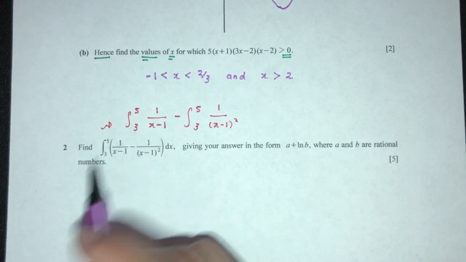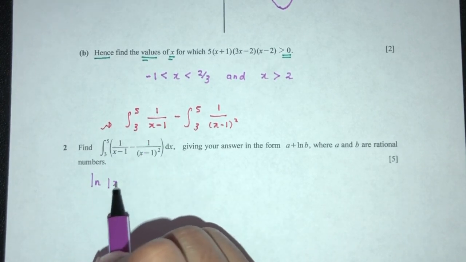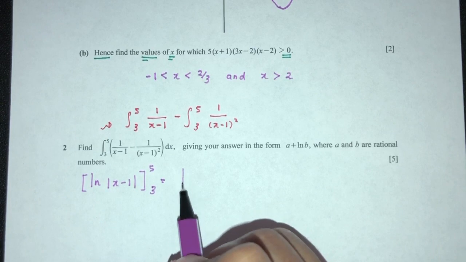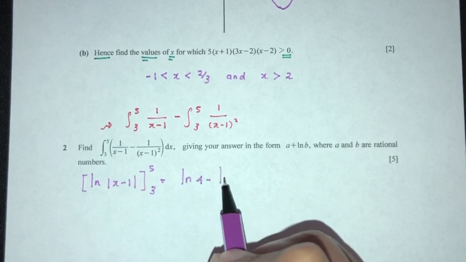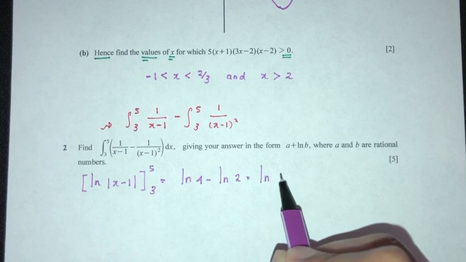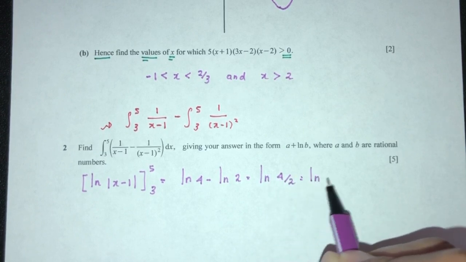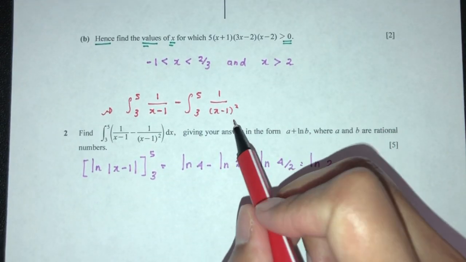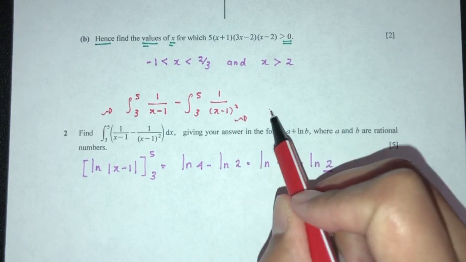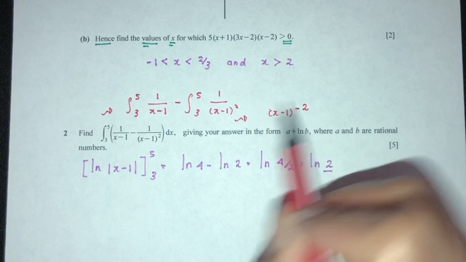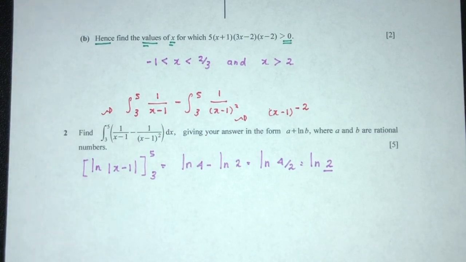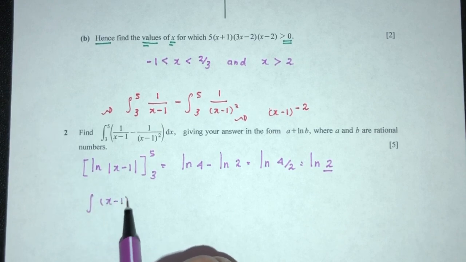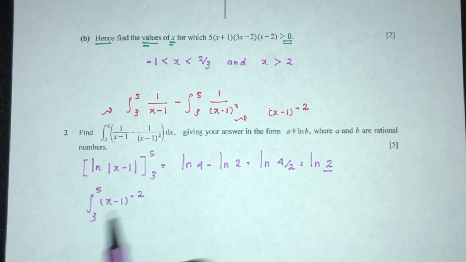So first one, that will be ln of x minus 1, limits of 5, 3. That will be ln of 4 minus ln of 2. That should be ln of 4 divided by 2. That should be ln of 2. That is for the first part. Now for this one, let's see what do we have. Obviously, we can rewrite this as x minus 1 power minus 2, right? We can bring this up to make our life easier. So that will be integration of x minus 1 power minus 2, 5, 3, with respect to dx.